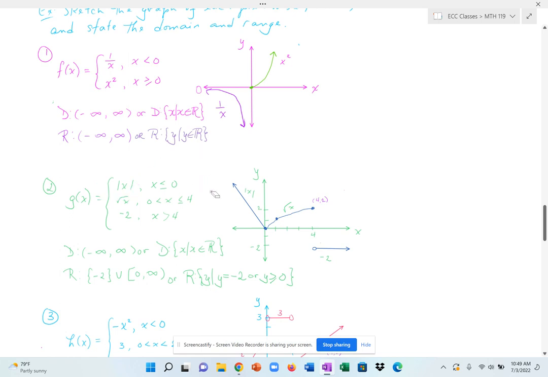Square root of x, that's a square root function, but I only need to show it between 0 and 4. So when x is 0, y is 0. When x is 4, y is 2. So that's that curve in blue in the first quadrant. And the last part of my piecewise function is g of x equals -2. That's only true for values of x greater than 4. So I put an open circle here, and then I draw a line going to the left.